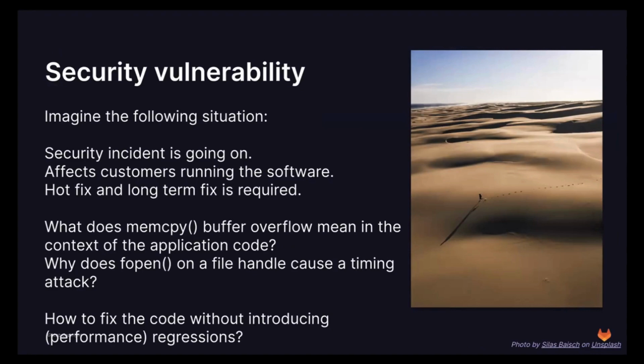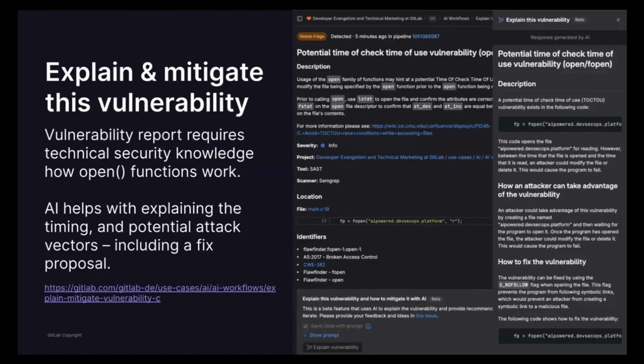The CVE description has a memcpy function buffer overflow, but what does this mean in the context of the application code? Maybe there's a timing attack with file handles, and usually I struggled with that, or I struggled in my previous life as an open source monitoring tool maintainer, fixing those things as well. And I was like, maybe there's AI, or maybe someone could help explain that, and asking AI to explain a vulnerability can be super helpful.